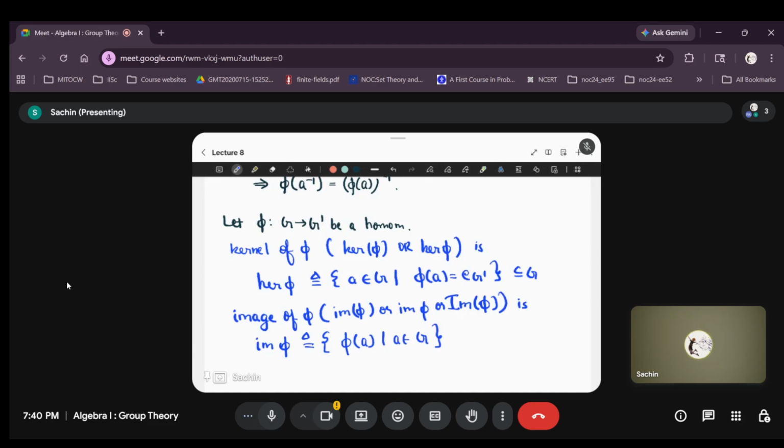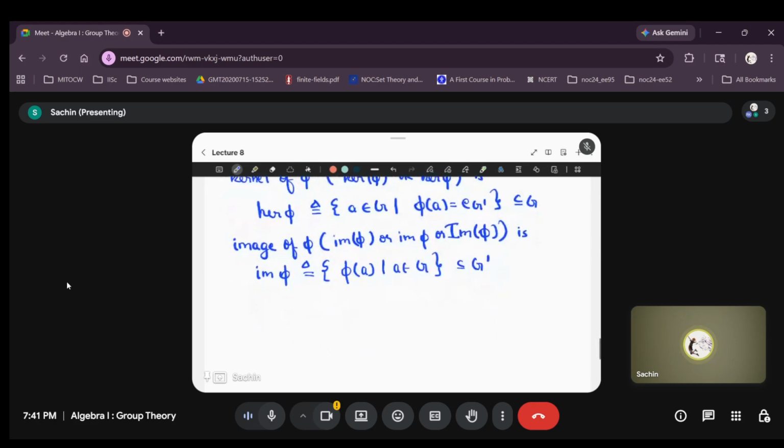So you take all the elements in G, find their image in G prime, find phi of A, and put all the phi of A together. These are all elements in G prime, so this will be a subset of G prime. Might be equal to G prime, or it might be a proper subset.